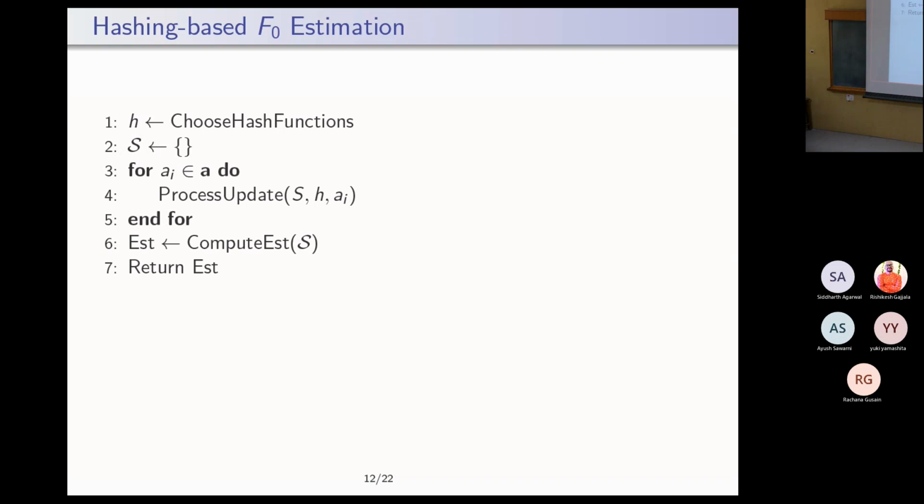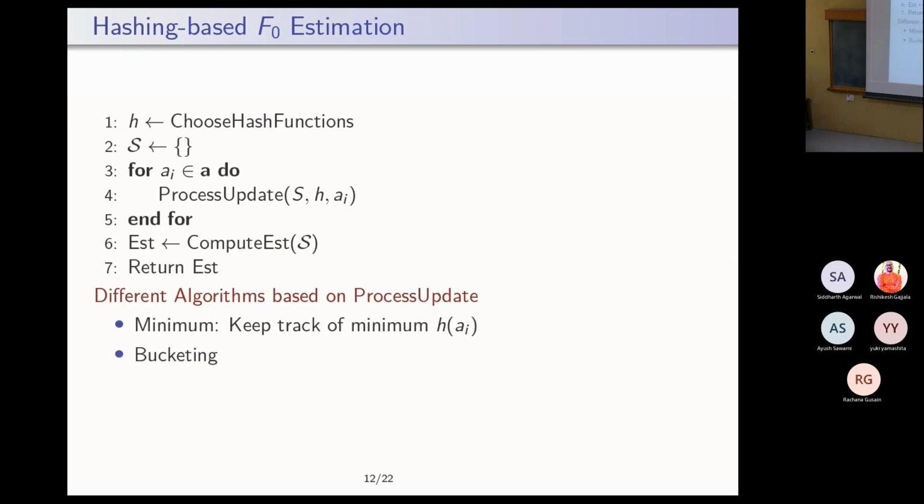So generally you do something like this. You have some set of hash functions, and you choose h randomly from the set of hash functions, and you keep this data structure, which is called a sketch. For every element ai of the stream that you get, you have some updating process, which takes in the current sketch, the hash function, and the element that you have just observed, and that updates the sketch S. You do this update every time you see a new element in the stream. And finally, there's some way to get the estimate of F0 just from the sketch, and you return that estimate.